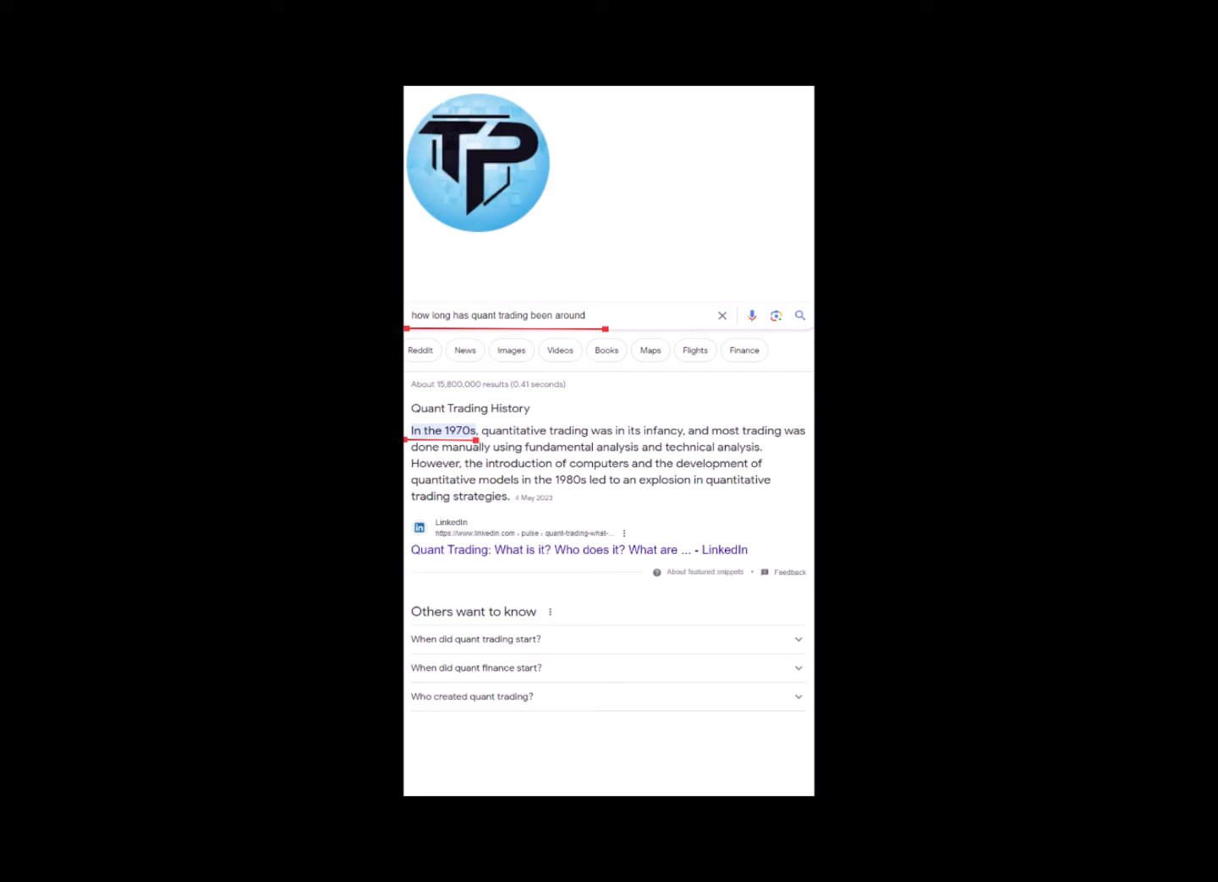If you go onto Google and put in how long has quantitative trading been around, you'll find that it's been around since the 1970s. It's been around for about half a century.